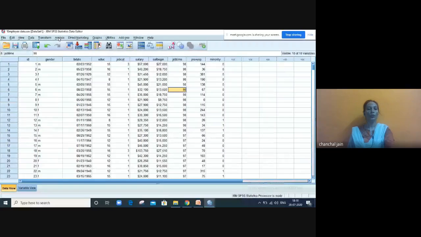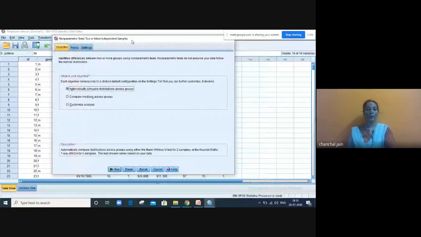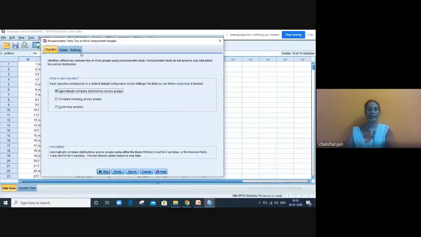What you need to do is go to the Analyze menu, then select Nonparametric Tests, and here you can select Independent Samples. Again, I am repeating: Analyze menu, Nonparametric Tests, then select Independent Samples and click on this. A big box will appear in front of you. Here you can see there are three tabs. The first tab is Objective, and the option selected by default is automatically compare distributions across groups. Yes, we want this, and we will go with the default option in the Objective tab.